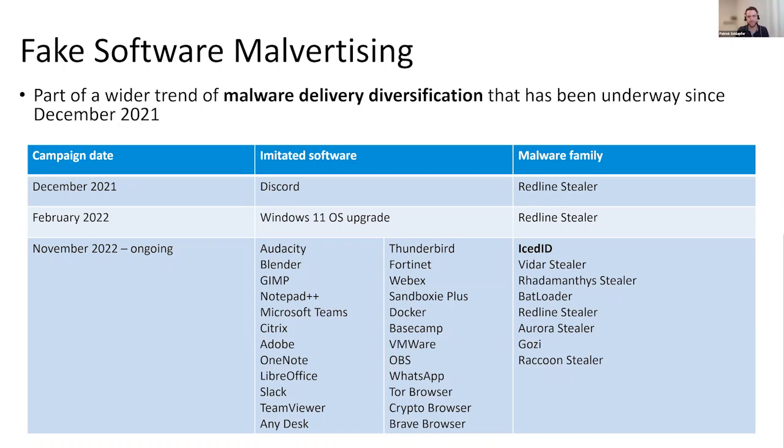And since November, we see all kinds of different software being imitated, and the list would be way longer than what we can see here. And also the same for the malware family. We can see IcedID had probably the biggest campaigns we observed, but there are all kinds of different stealers and RATs being distributed this way.